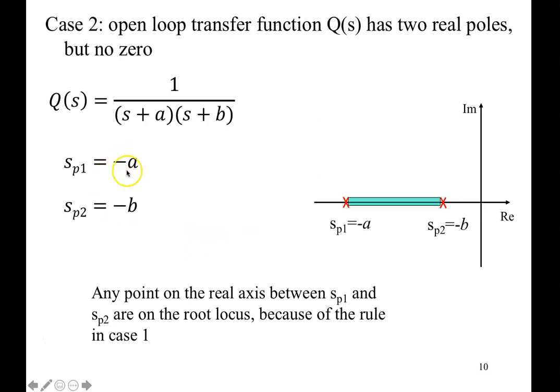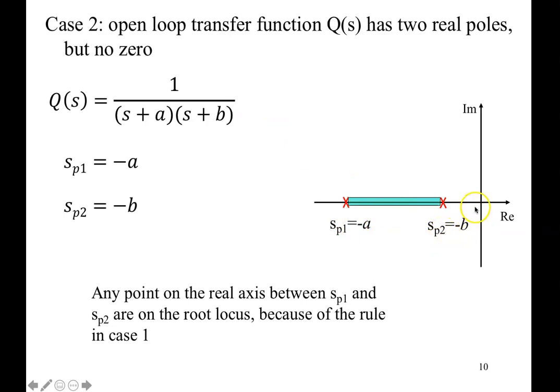One is at minus a, the other one is at minus b, because my transfer function is s plus a, s plus b. If we equate the denominator terms to 0, the solutions would be minus a and minus b. So these will be my open loop poles. I have an open loop pole here, I have an open loop pole there.